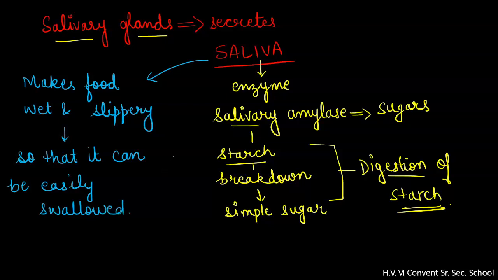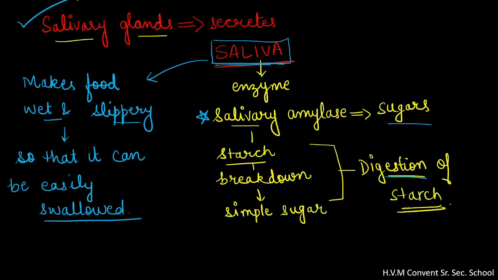So these are the two functions performed by the saliva. What does saliva do? It secretes an enzyme called salivary amylase, which helps in the digestion of starch, which is a sugar, right? Then it makes our food wet and slippery so that it can be easily swallowed. So this is the function of the salivary glands.